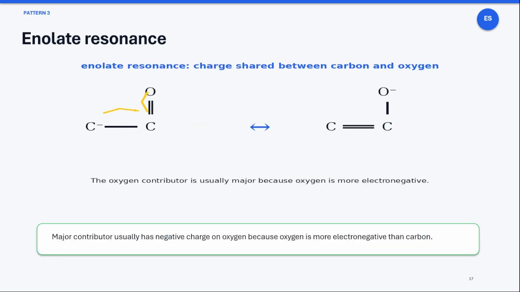Slide 17. Next is enolate resonance. An enolate has a negative charge that can be shared between an alpha carbon and an oxygen. In one contributor, the negative charge is on carbon. In the other contributor, the negative charge is on oxygen.